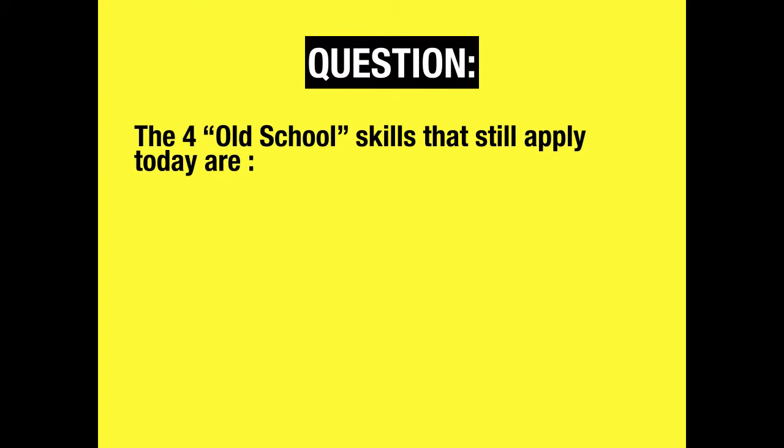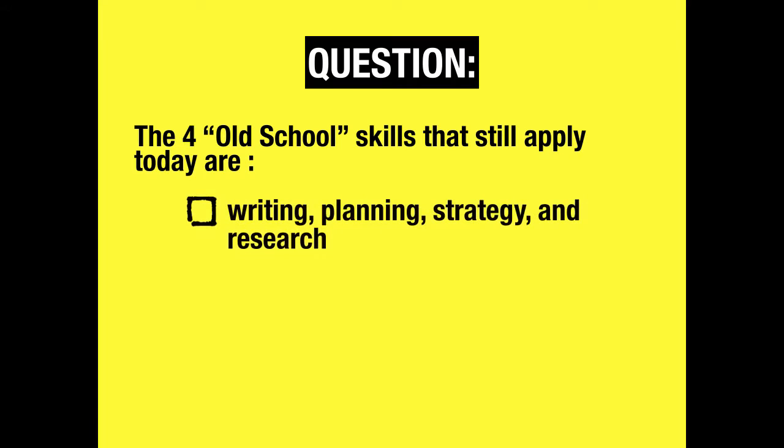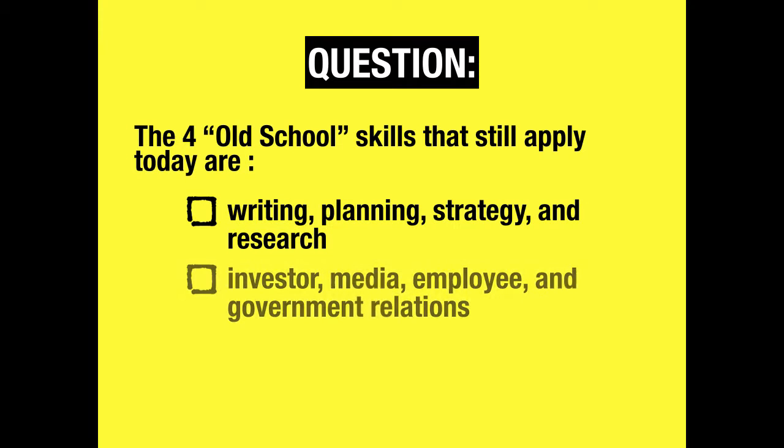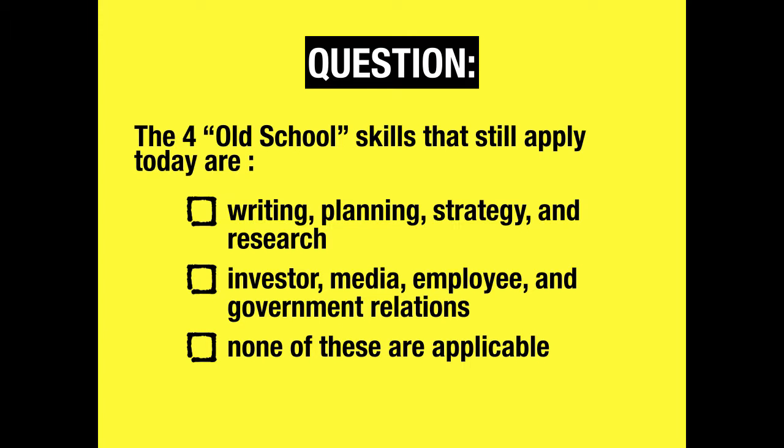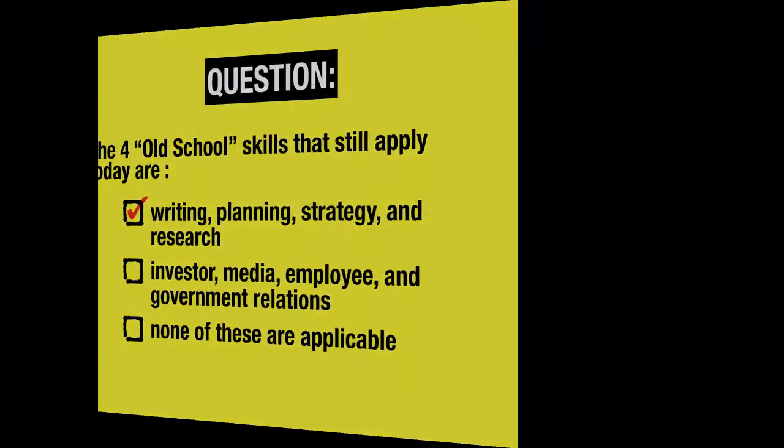Question, the 4 old school skills that still apply today are writing, planning, strategy, and research; investor, media, employee, and government relations; or none of these are applicable. Yes, of course, the first one: writing, planning, strategy, and research. And that is basically what we talk about when we talk about structuring public relations.